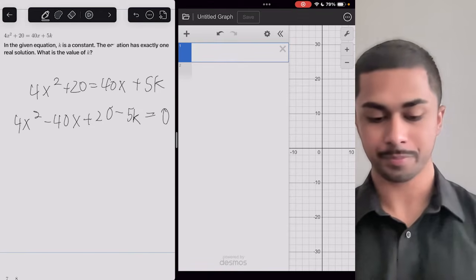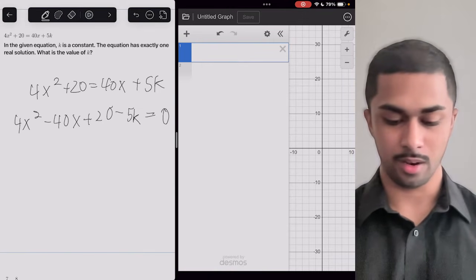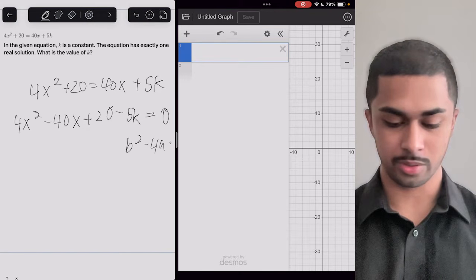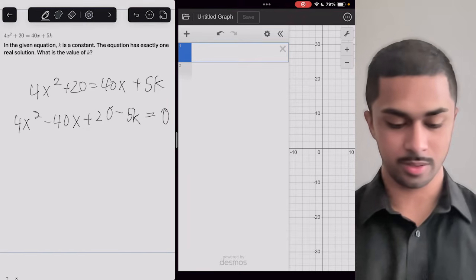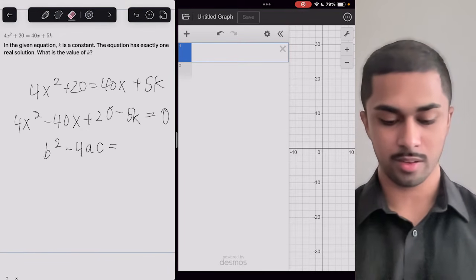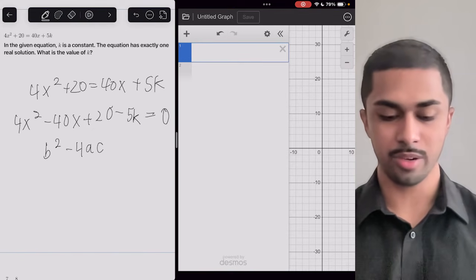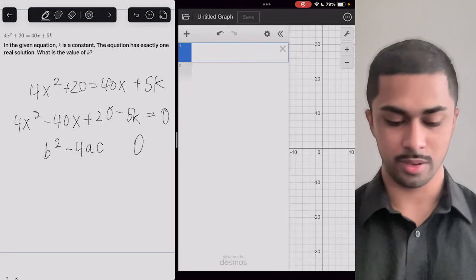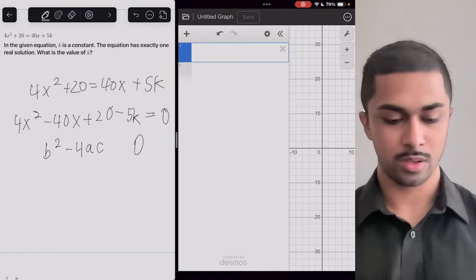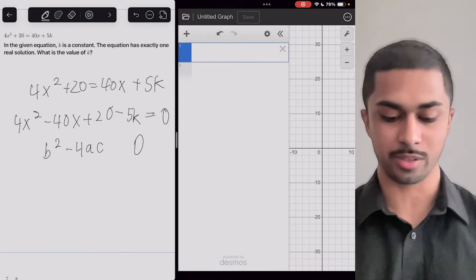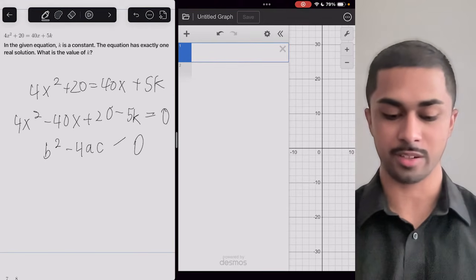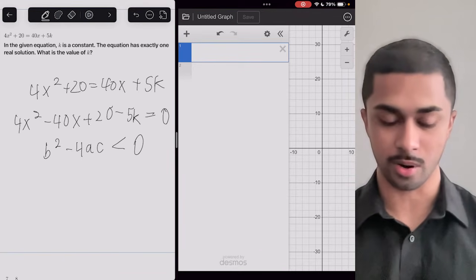To one side. Okay. And now we are going to use the discriminant b squared minus 4ac. First of all, let's write this out. And what do we do to the right side? Because the discriminant is always either equal to 0, greater than, less than, something like that. Well, since this equation has exactly one solution, it's going to be equal to 0. If it has two solutions, it's going to be greater than 0. If it has no solutions, it's going to be less than 0.